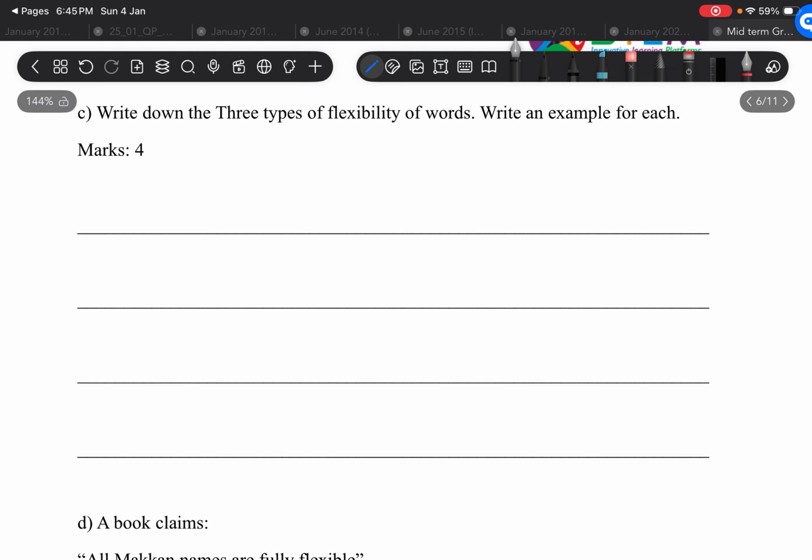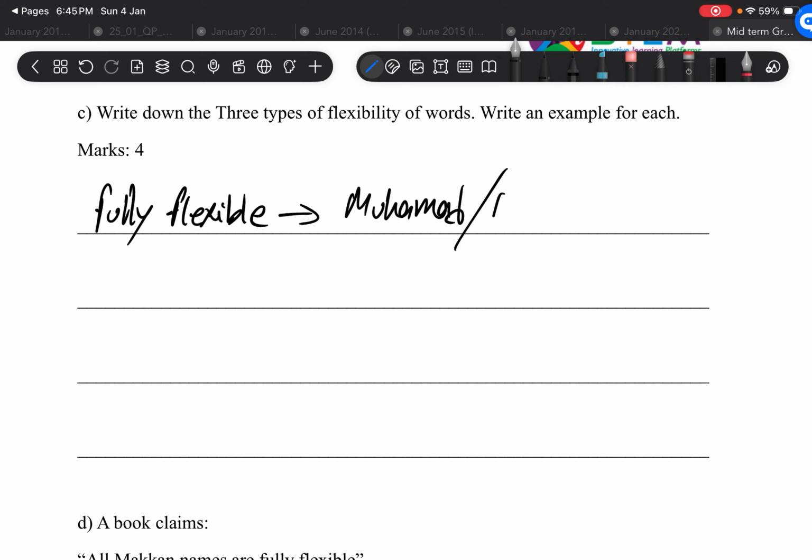Flexibility of words, we've done this. There's fully flexible, partially flexible, and non-flexible words. And we've talked about how Muhammad is fully flexible. Musa is non-flexible. And Ibrahim or Ismail would be partially flexible. So fully flexible, like Muhammad, or any Meccan names, most of the time.